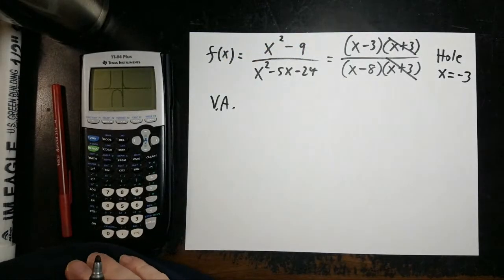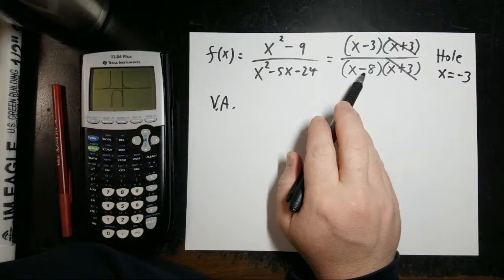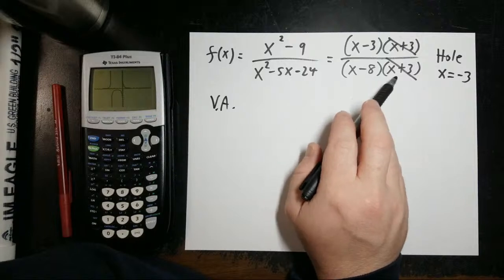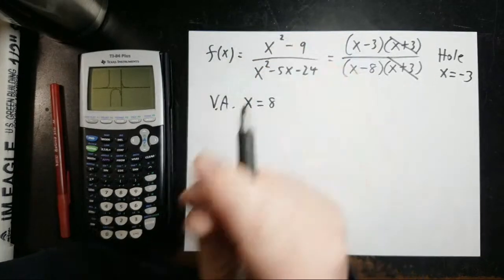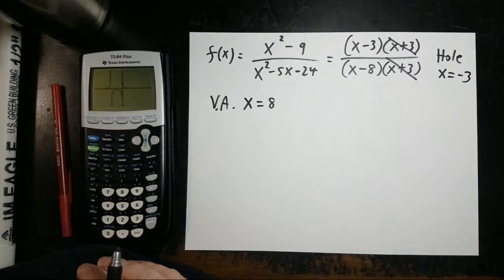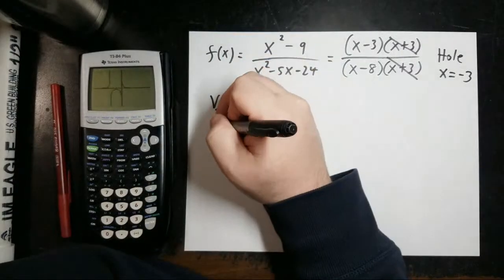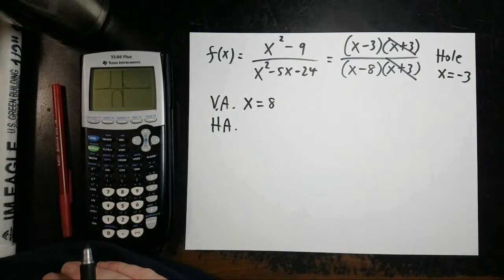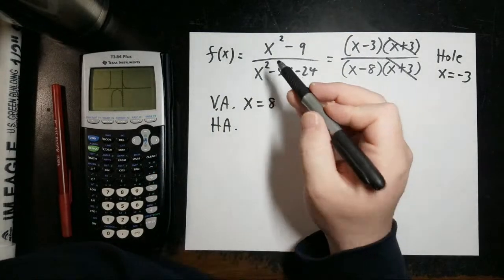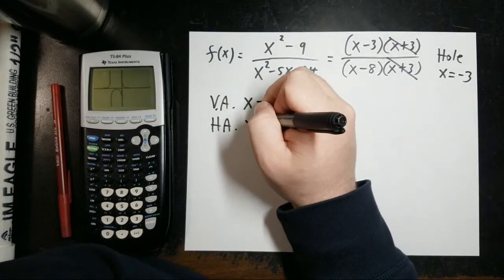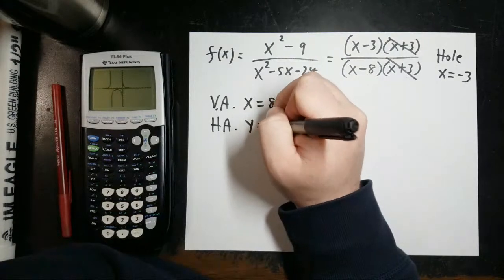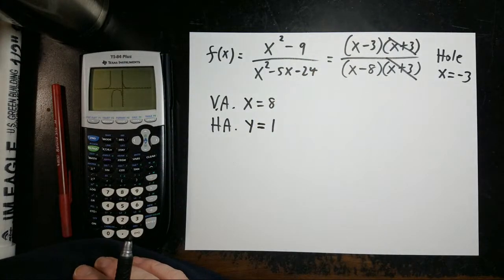Vertical asymptote. You set the bottom of that fraction equal to 0 and solve. Now, the negative 3 doesn't matter anymore. It's gone. But the x minus 8 produces an x equals 8 as a vertical asymptote. Horizontal asymptote. You take the leading term divided by the leading term. X squared over x squared just becomes a 1. You get a horizontal asymptote at positive 1.